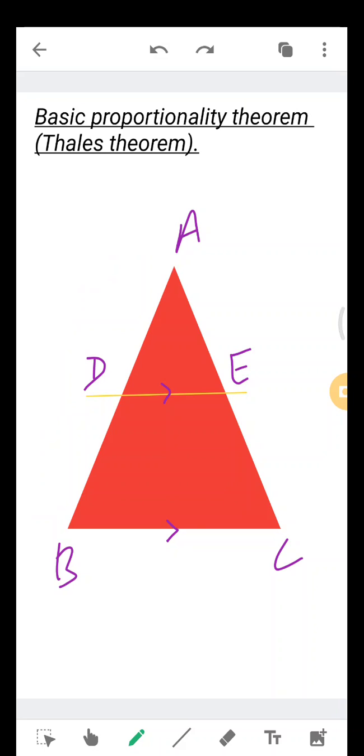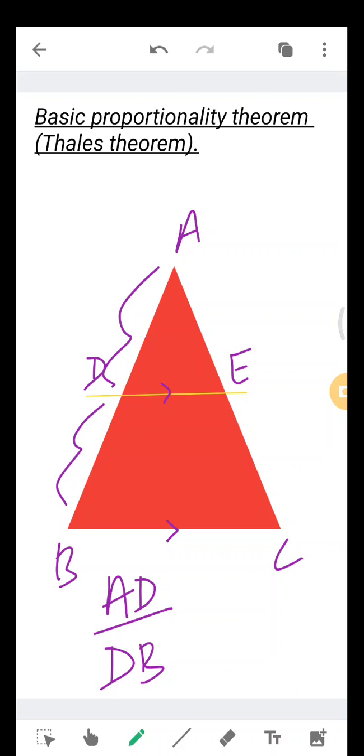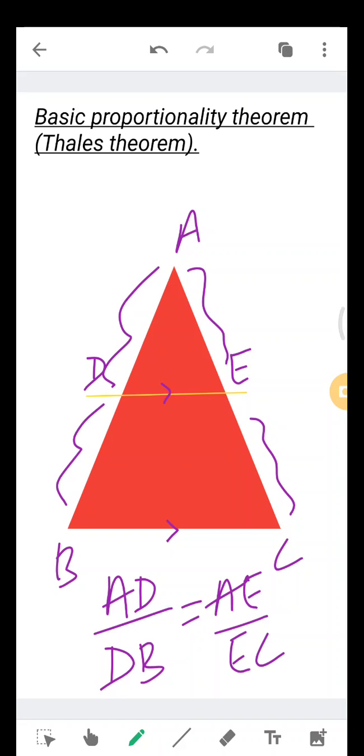So what do you mean by same ratio? That will be AD by DB will be equal to AE by EC. This ratio will always be equal. So this is our theorem. If a line is drawn parallel to one side of a triangle to intersect the other two sides at two distinct points, then the other two sides are divided in the same ratio. However you draw the triangle, that doesn't matter.